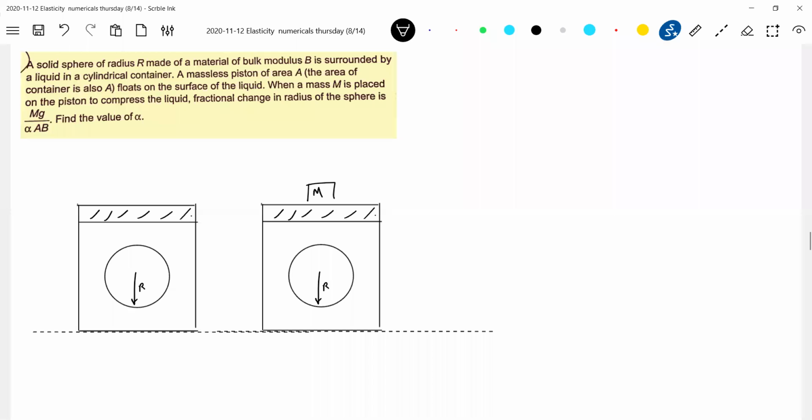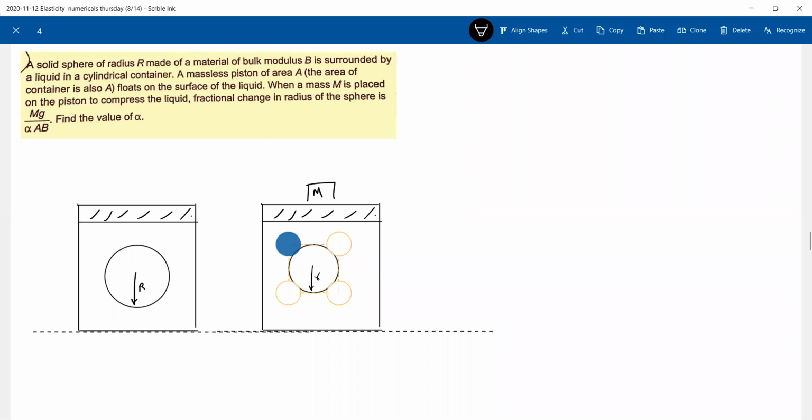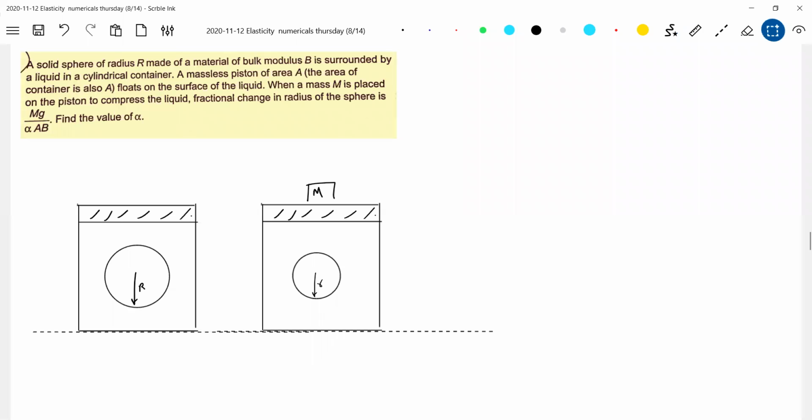We need the fractional change in radius of the sphere. So the radius of the sphere now will become smaller, so definitely its shape will change. Are you seeing? I'm showing it a little bit smaller. Why will it happen? Because when you place the mass on the piston, the pressure will increase, no? So what was the increase in pressure? Mg by A. Earlier P naught was the pressure. Now it will become P naught plus Mg by A.